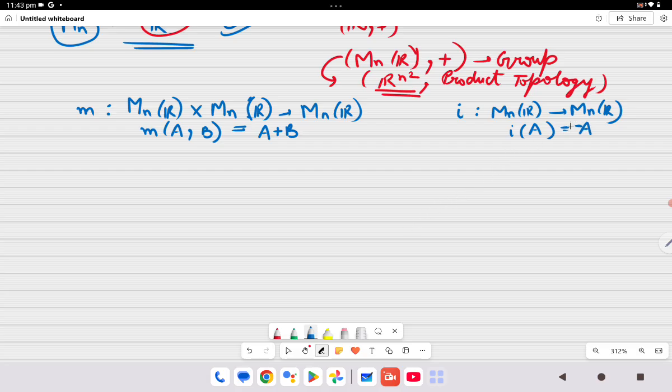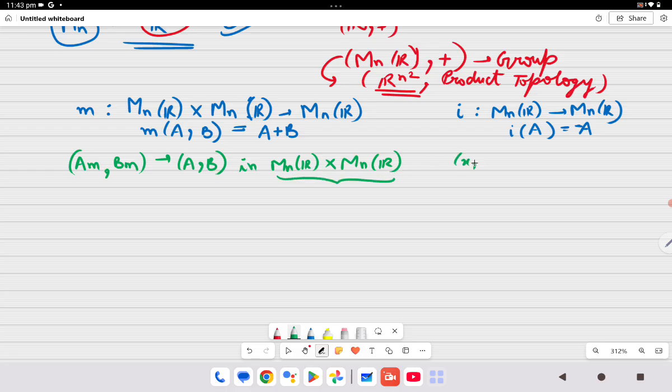Okay, now let's have a look. So let us take a sequence of matrices. Obviously now I'll be considering AM BM, which is convergent to the point A comma B, in MnR cross MnR. Now again using the above result कि topological space में कोई sequence xn, xy पे converge करती है if and only if there is coordinate wise convergence. So from that result I get AM must converge to A and BM must converge to B.